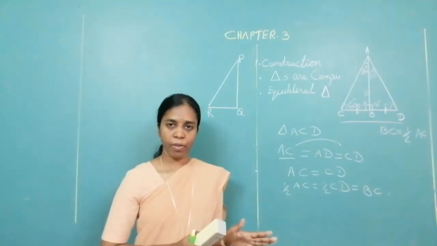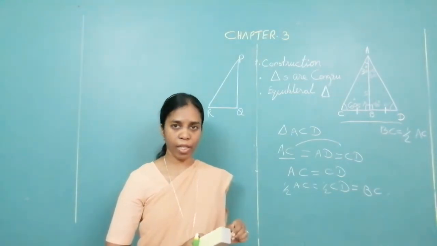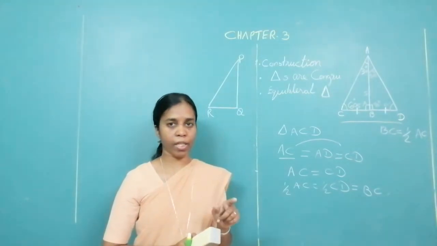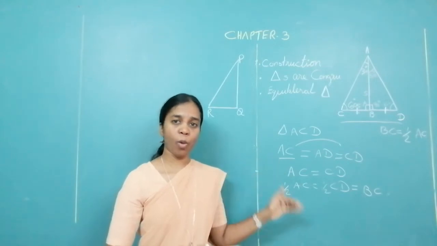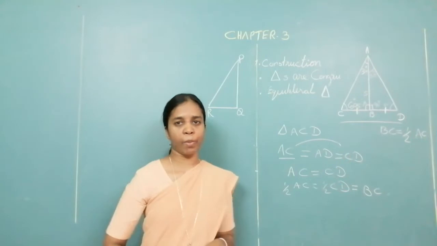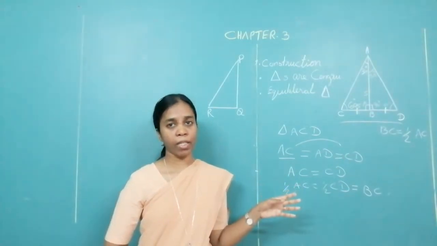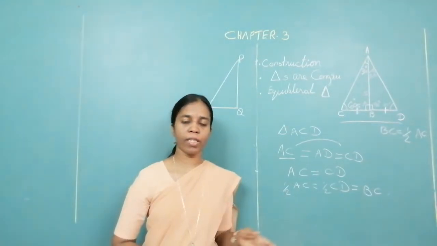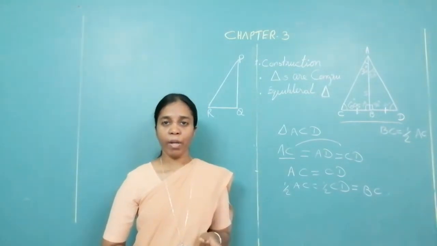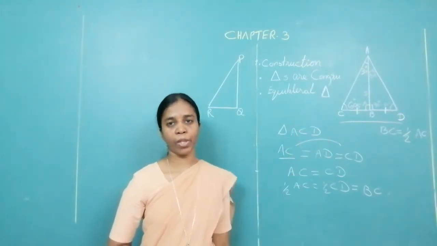The theorem is very simple. What does the theorem say? This is a property of the 30, 60, 90 degree triangle, where the side opposite to 30 degree is half of the hypotenuse. What is given to us? A right angle triangle where the acute angles are 30 and 60 degree. What do we have to prove? The side opposite to 30 degree is half of the hypotenuse.